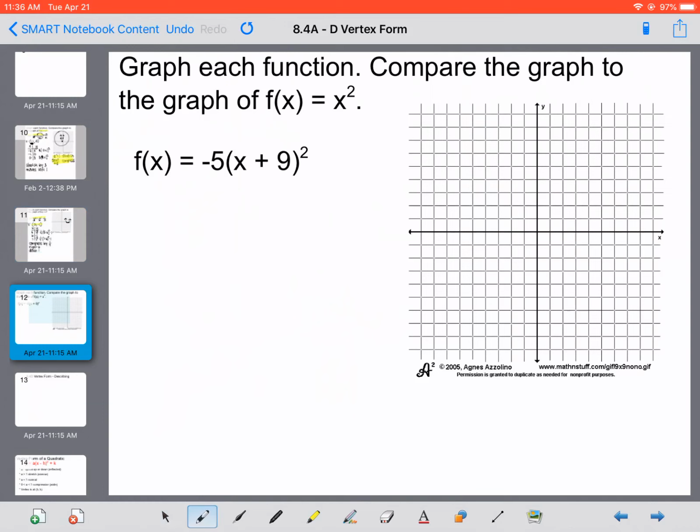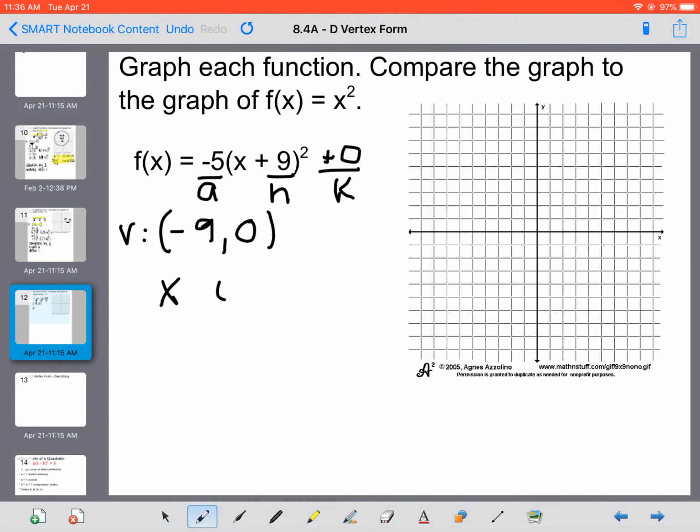Okay, so here we have, here's our A, here's our H, and then our K, we don't have anything, which means it must be 0. So my vertex opposite of H is going to be a negative 9 and then 0. So then let's make our table. Put our vertex in the center. 1 less than 9 is negative 10, and 1 more than 9 is negative 8.